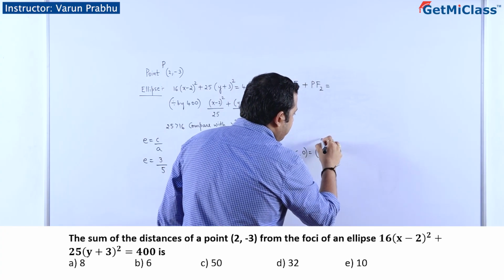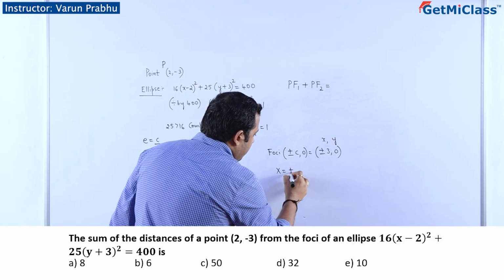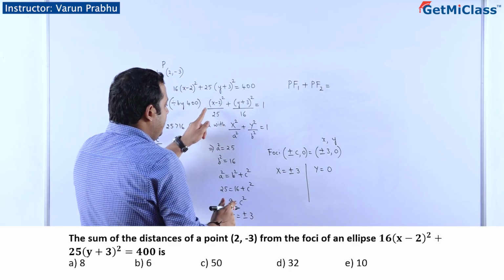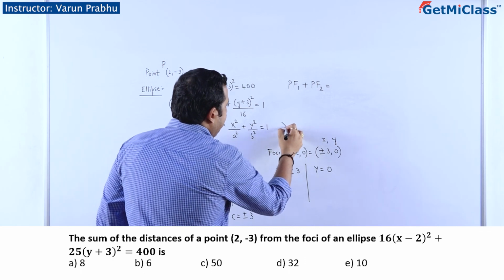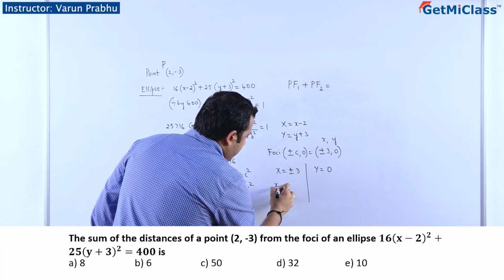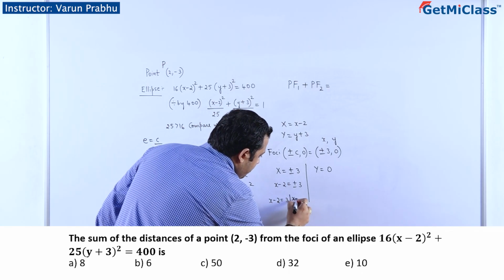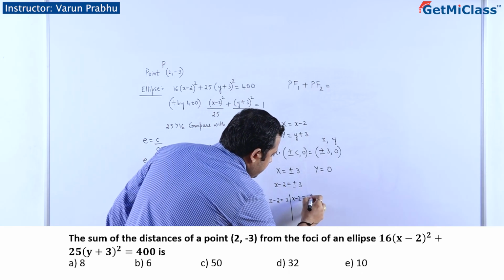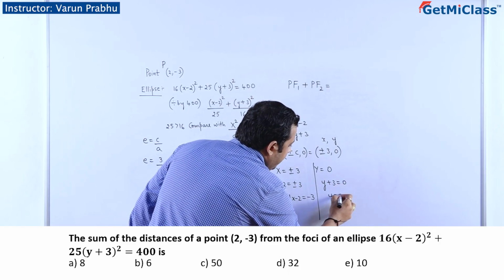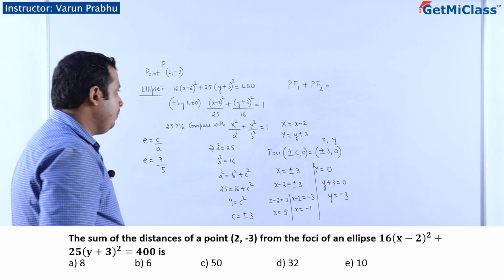Now this point is of the form X comma Y, right? So I may say capital X is equal to plus or minus 3, and capital Y is equal to 0, correct? What is capital X? Capital X is nothing but x minus 2, capital Y is nothing but y plus 3. So x minus 2 is equal to 3, or x minus 2 is equal to minus 3, and y plus 3 is equal to 0. So the value of y is equal to minus 3, x is equal to minus 1, x is equal to 5, correct or not?